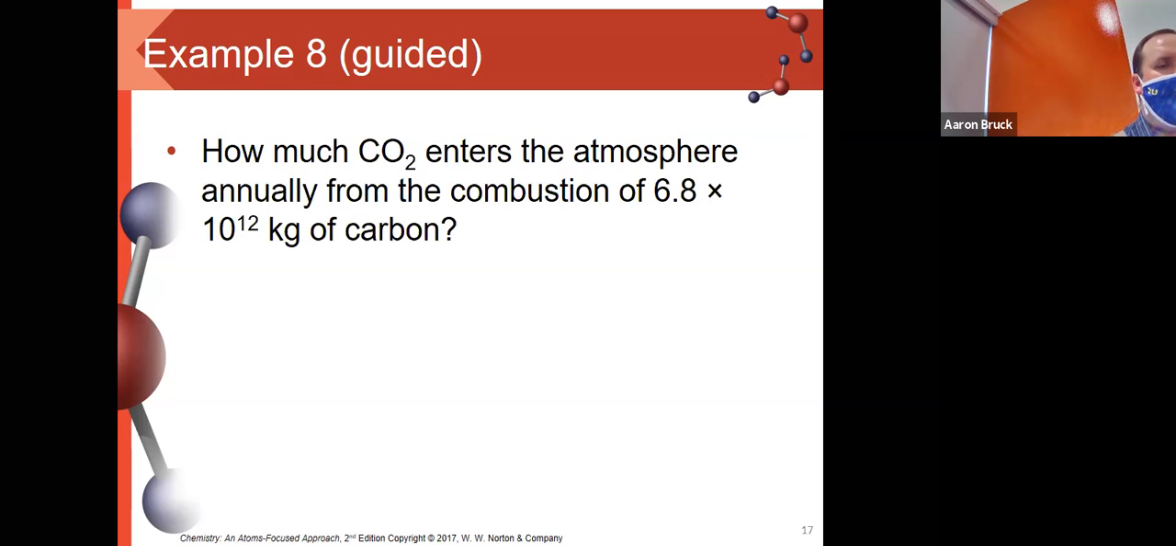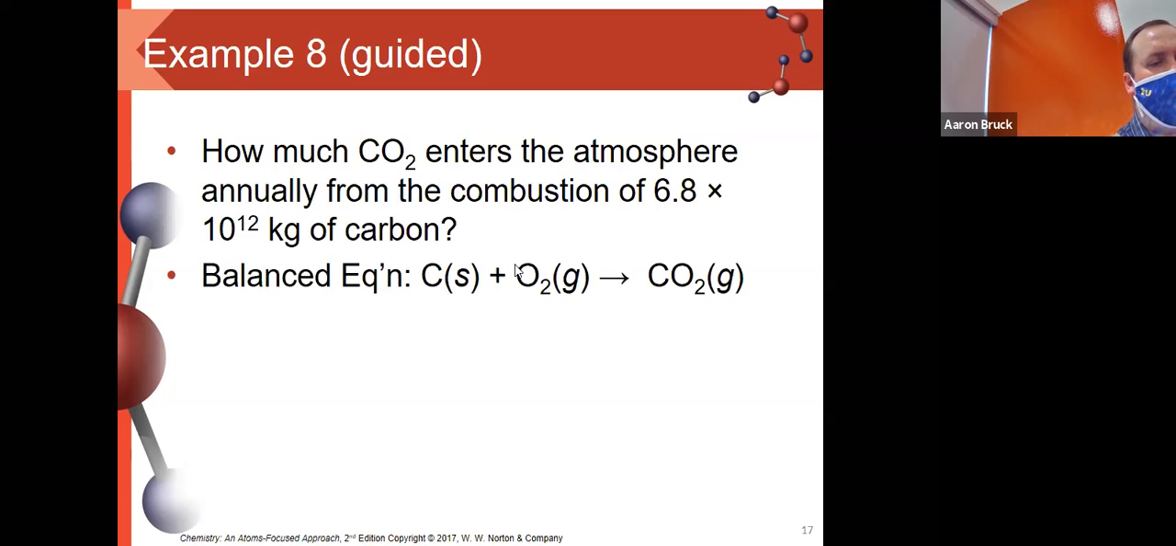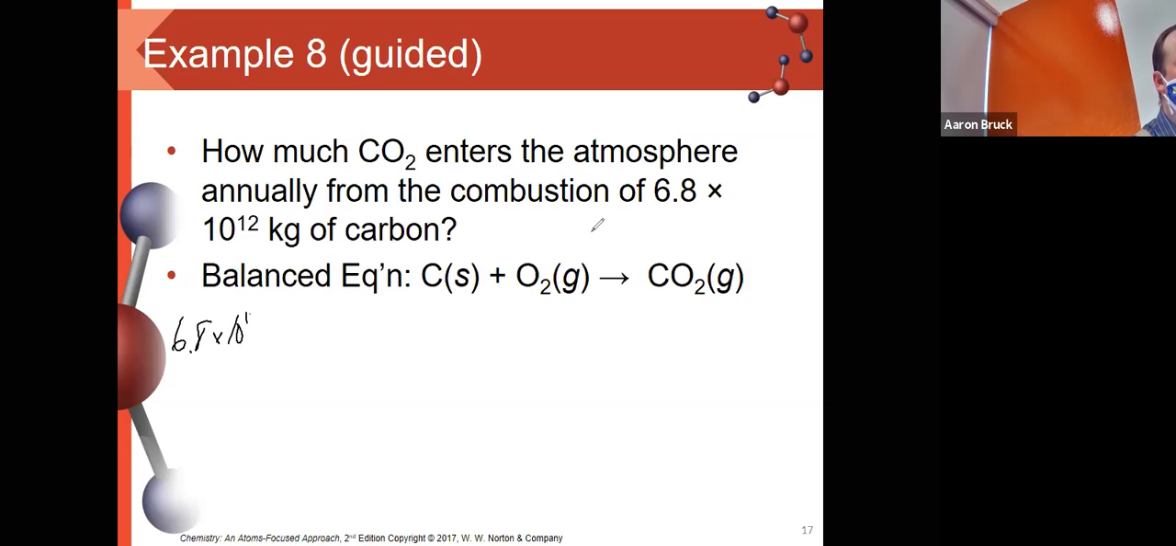Okay, now we're talking about the combustion of carbon. So that would be carbon reacting with oxygen to give us CO2. The process here is going to be remarkably similar to the one that we just did. I'm going to start with my 6.8 times 10 to the 12th kilograms of carbon.